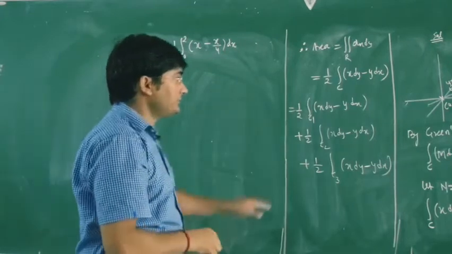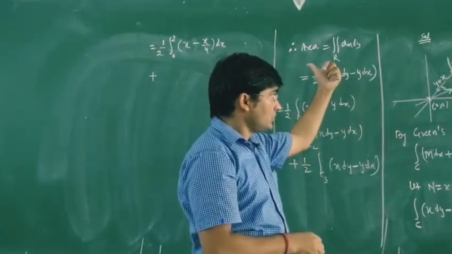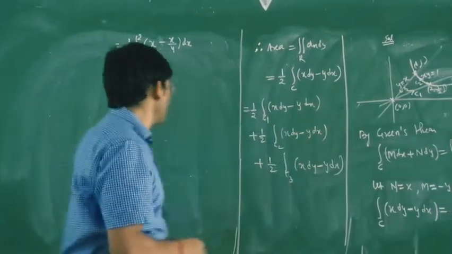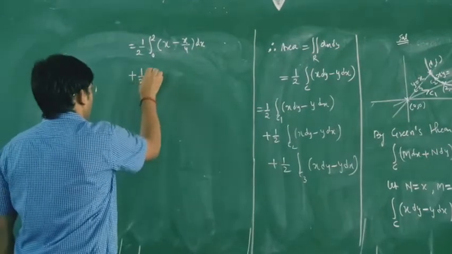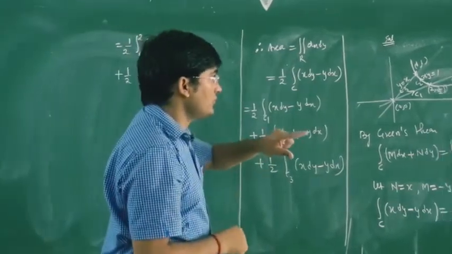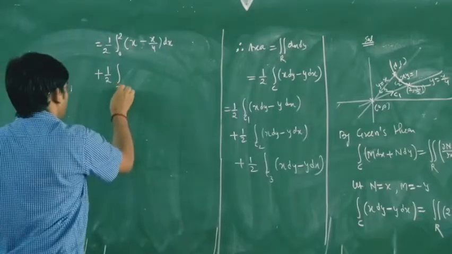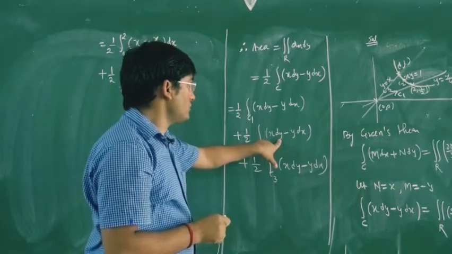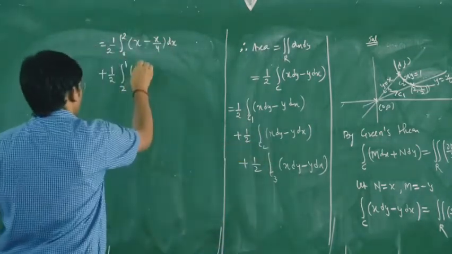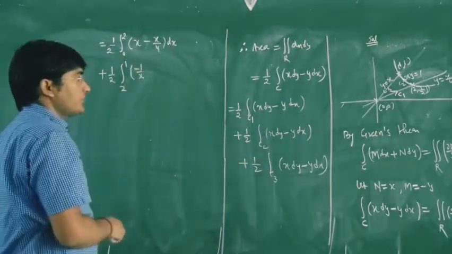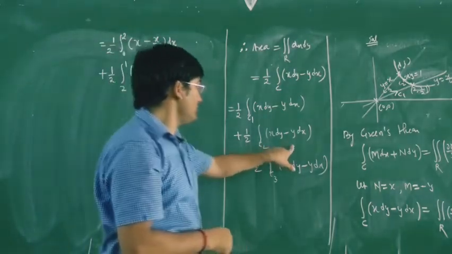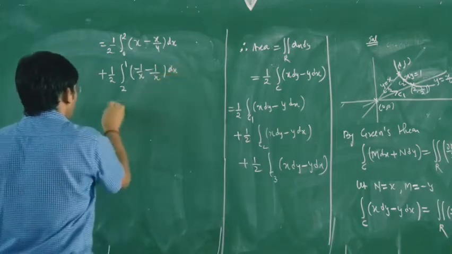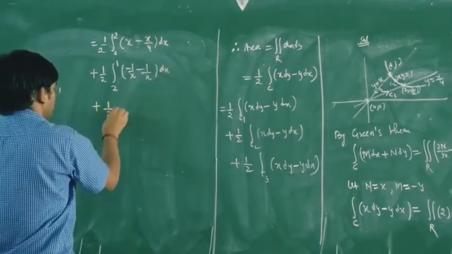Now for the second part, that means for C2, your y is equal to 1 by x, so your dy will be minus 1 upon x square dx. Here our x will be from 2 to 1. So this is minus 1 upon x into dx. Again we have y as 1 upon x, so this is again 1 upon x into dx.